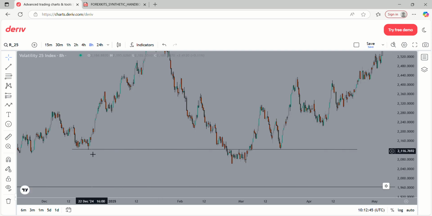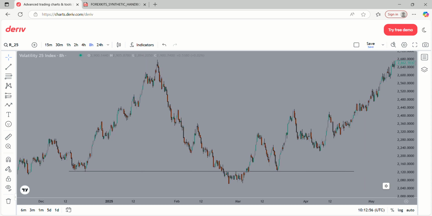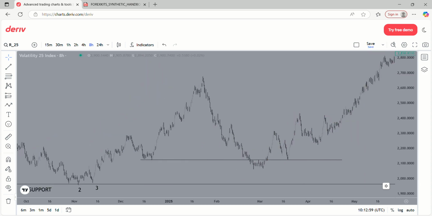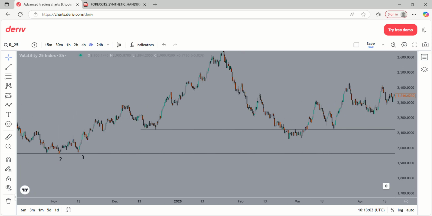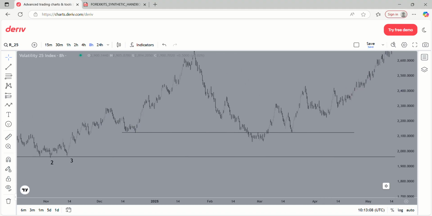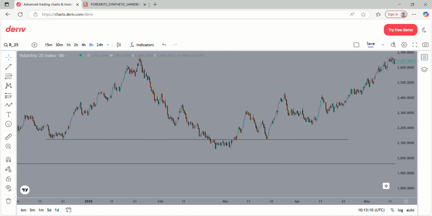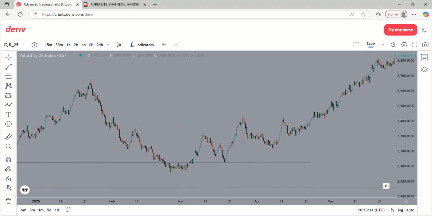The first one, 1, 2, 3, and 4. So this is what I mean by support area. So just follow me, because I will still give you a task at the end of this class. So I hope you understand better how to identify your support area on your charts now.